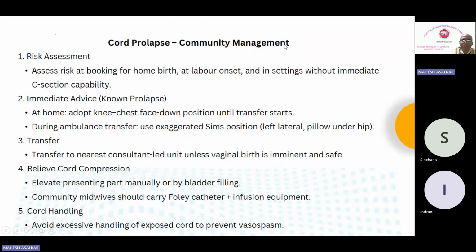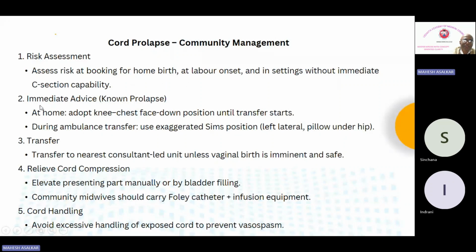Okay, then cord prolapse, how will we manage in the community? Now actually doctors will not go into the community, but the scenario may mention that the community midwife has attended such and such and she gives you the call, and then you are going to instruct certain things. So you have to read the scenario carefully and look for the appropriate answer from this particular slide. Okay, so in the community it is always a risk assessment. So when the patient comes for the booking and asks for the home birth, at that time whether this particular patient is suitable for home birth or not. Okay, even at the labor onset, whosoever the midwife is attending, whether this patient is suitable for the home birth or not, all these things are to be assessed.